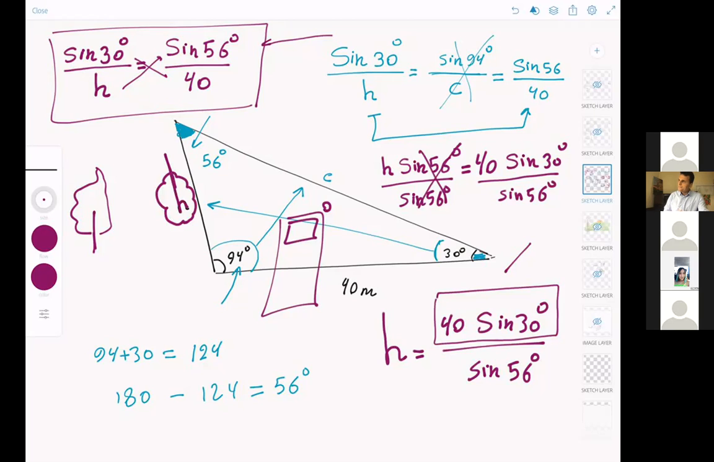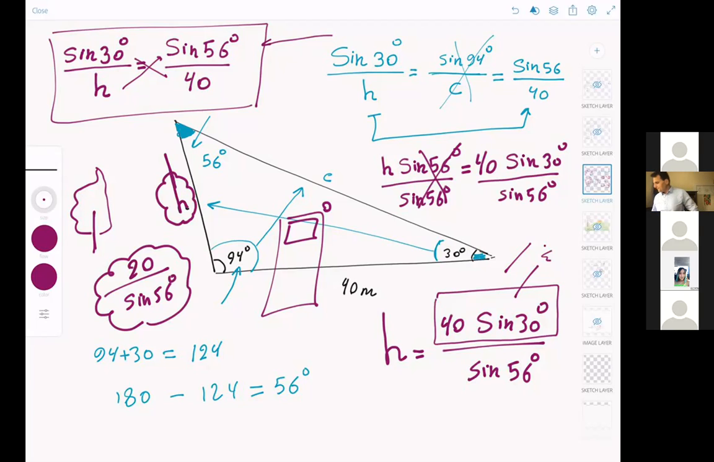Do you want me to do it on the calculator? Yeah, calculate. We cannot do it in our head. But sine of 30 is 1/2. 40 times 1/2 is 20. So what is 20 divided by sine of 56 degrees? Sine of 56 degrees is 0.8290. Keeps going. Yeah. No, what is 20 divided by that? Okay, just give me 1 second. Yeah. We have plenty of time. Professor, it's 24.12.